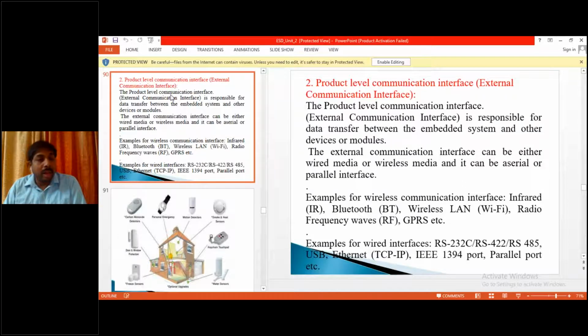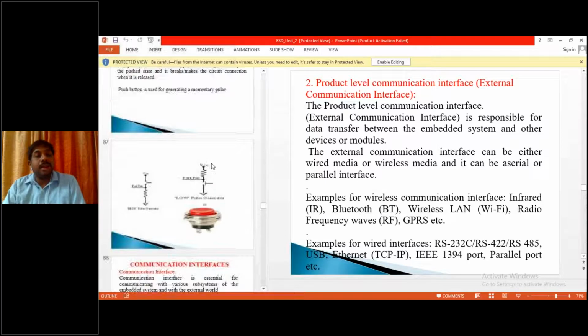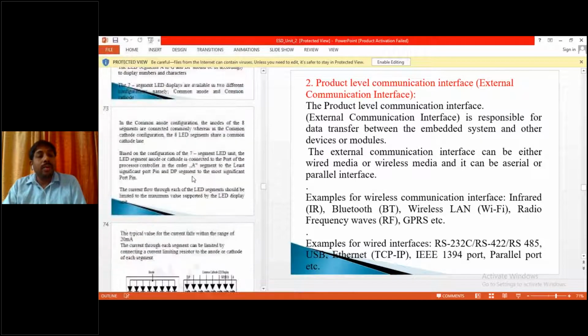Next, your embedded system can also be connected to an output device through an RS-232 port or a USB, Ethernet, IEEE 1394 port, parallel port. So all the devices onboard or outboard are connected through these interfaces, and these communication interfaces we will cover in another topic. So the main core part of this unit is sensors and actuators. Let's go through it once again.